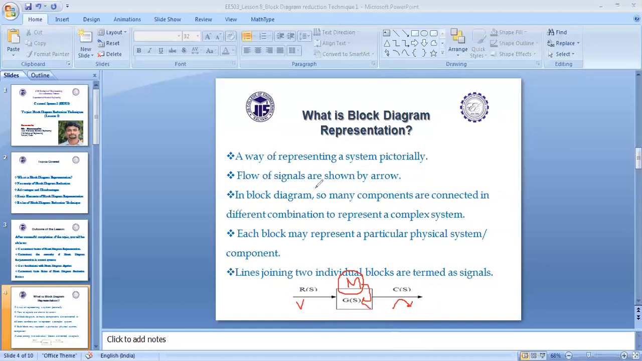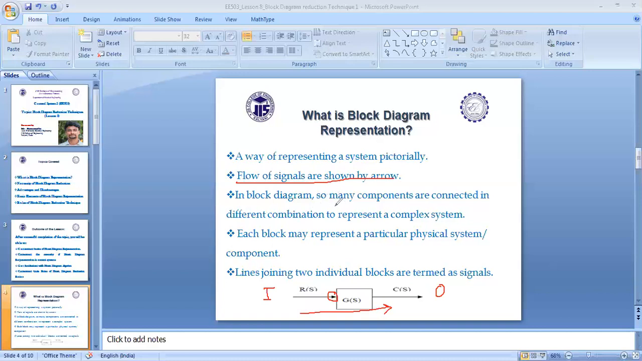So block diagram representation is an effective way of representing a particular system pictorially. In this block diagram representation, flow of signals are shown by arrow. That means this is an arrow. This arrow shows signal is being flowed from left to right side. So if this is input and this is output, signal is flowing from input towards output.